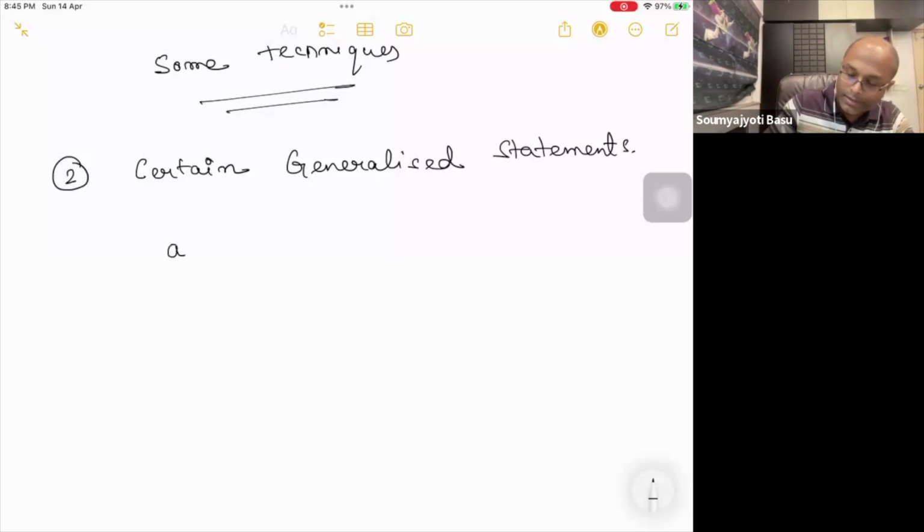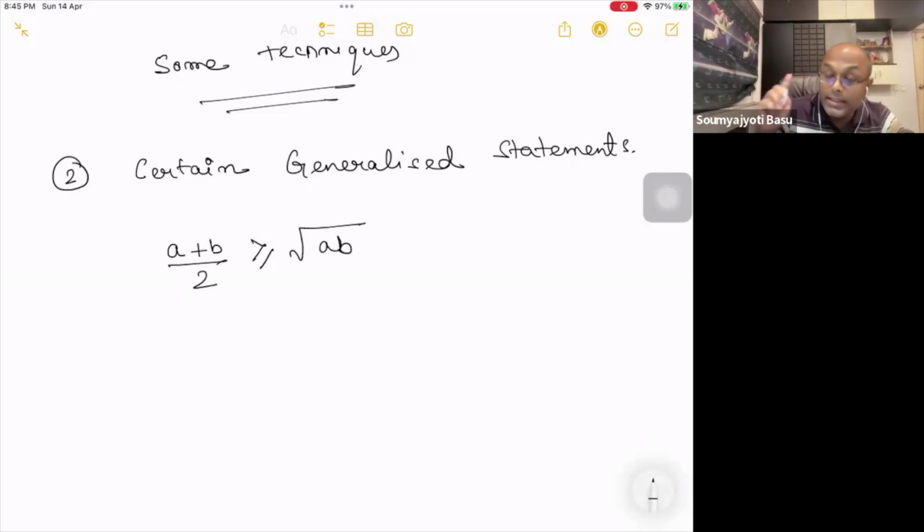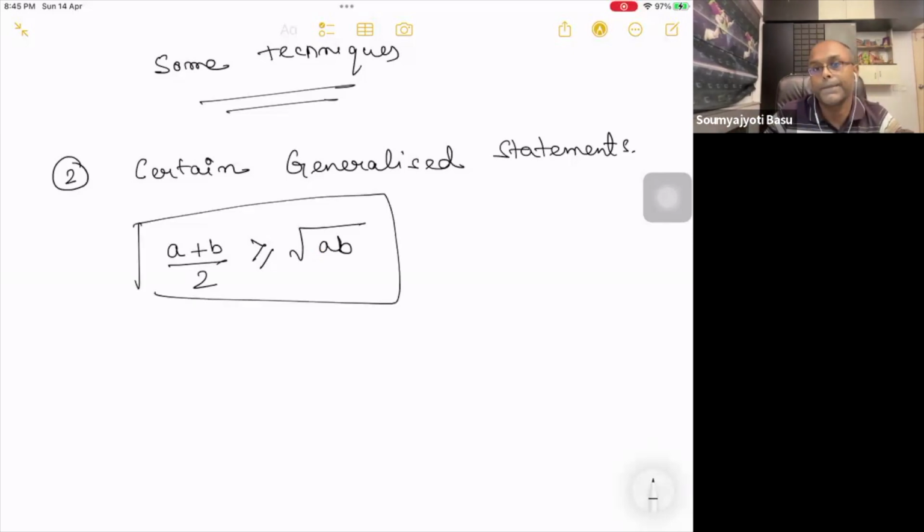Let's say I have two numbers, A and B, and I say that A plus B is greater than or equal to root over of AB. This is always true for any value of A and B. And this is a generalized inequality. This is a very simple one, actually. And you can easily find this out from (A minus B) whole square greater than or equal to 0. You know that (A minus B) whole square is a positive number, which is always greater than or equal to 0.